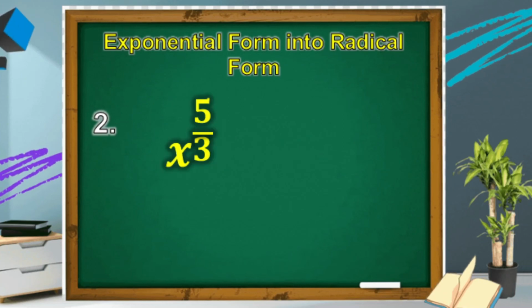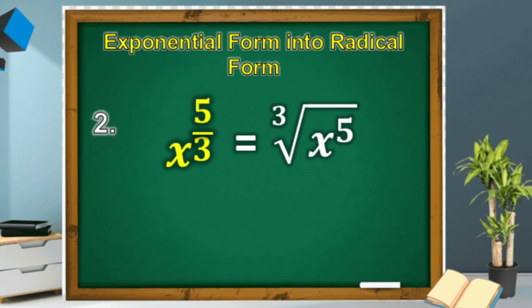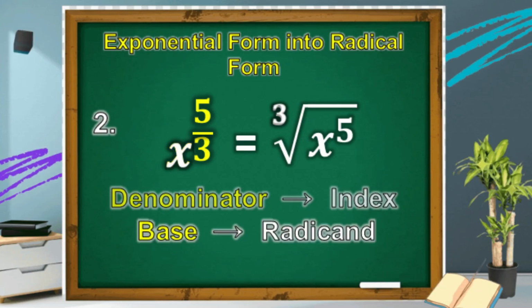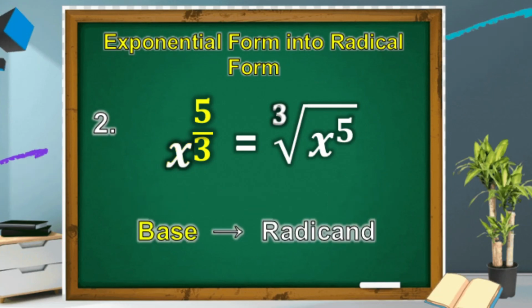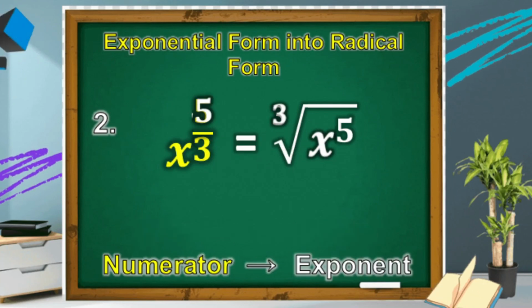Number 2 example, x raised to 5/3. It can be written in radical form, cube root of x raised to 5. Yung denominator natin na 3, siya yung magiging index. So, since 3 yun, meron tayong cube root. And then, yung base x, siya yung magiging radicand. And then, numerator 5, siya yung magiging exponent of the radicand.